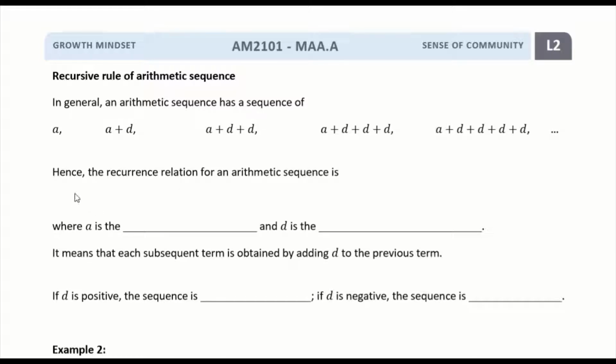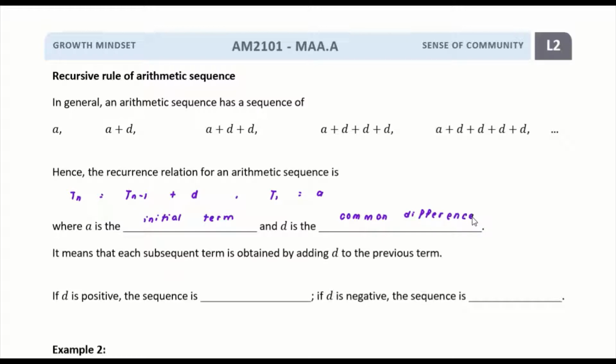So in general, what is the recurrence relation for an arithmetic sequence? We get the current term by using the previous term and then adding the common difference. Our T1 is just A, the initial term of this sequence. So A is the initial term, and D is the common difference. Like I mentioned just now, each subsequent term is obtained by adding D to the previous term.